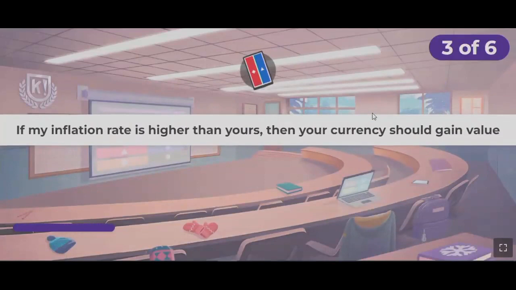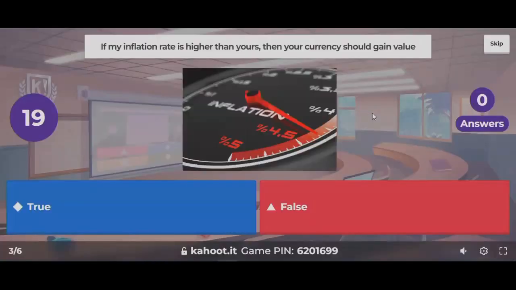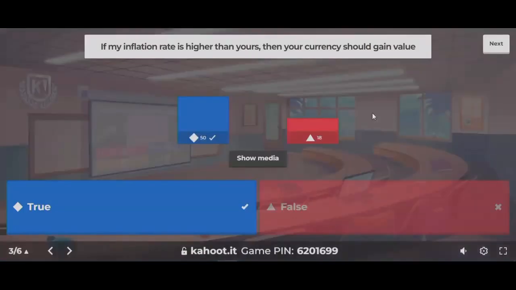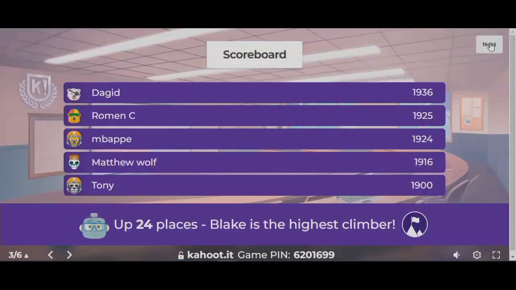True or false? If my inflation rate is higher than yours, then your currency should gain value. Relative to mine, of course. And of course, this one is true. That's what purchasing power parity tells us should happen eventually.